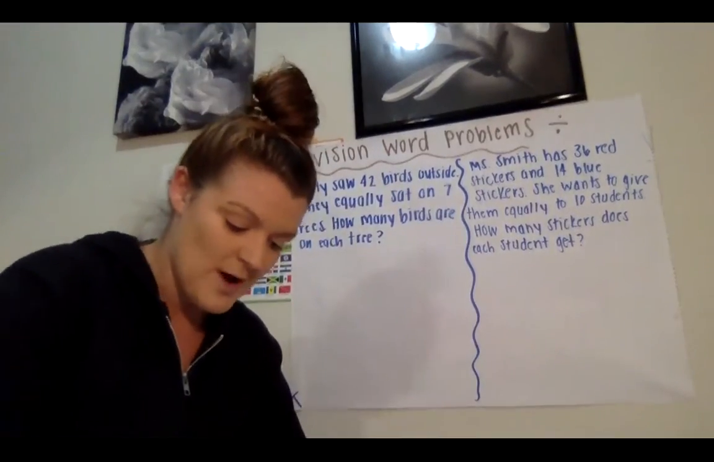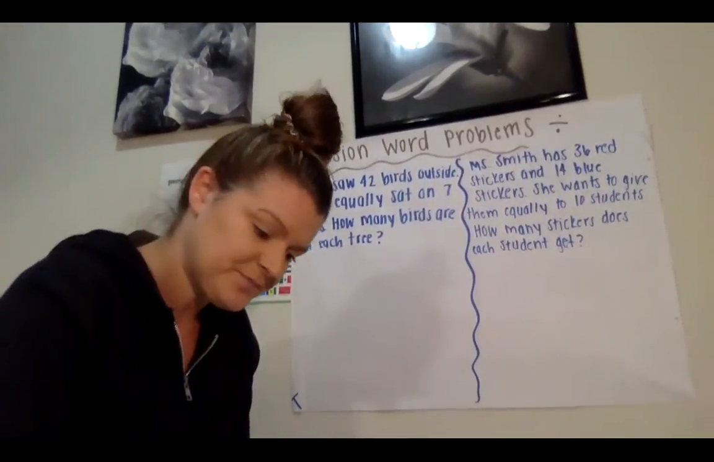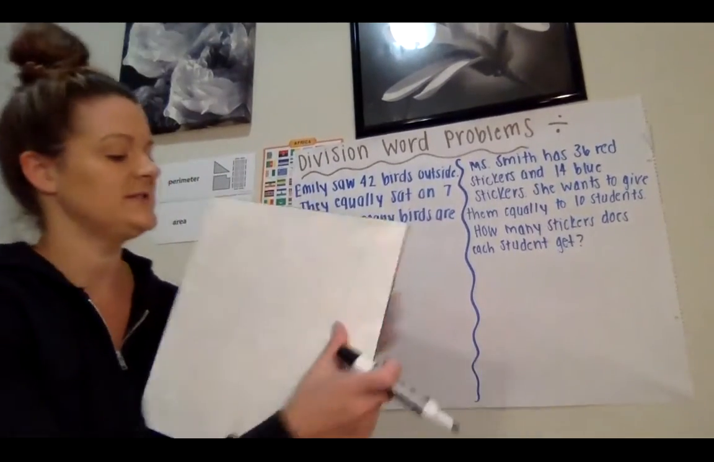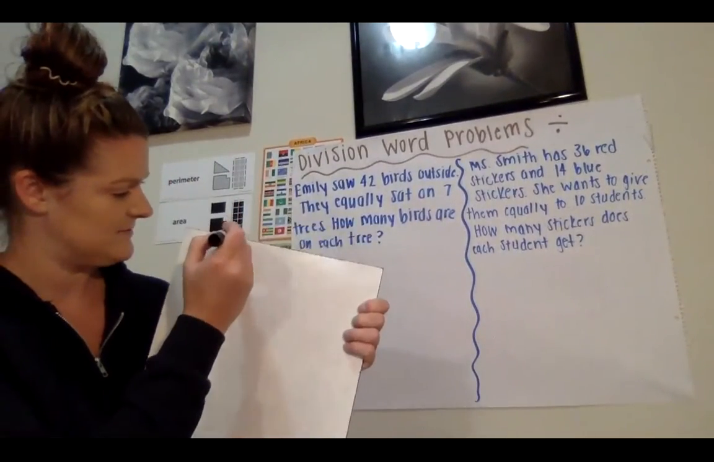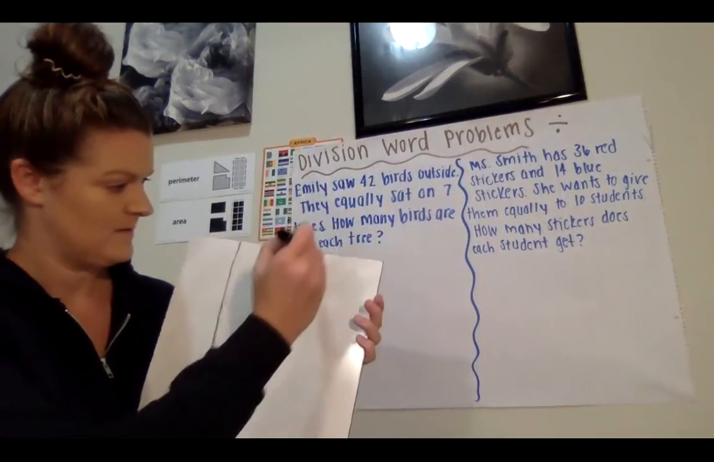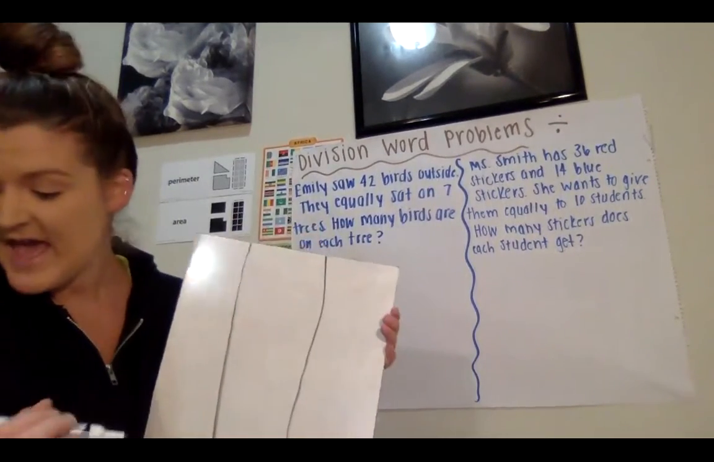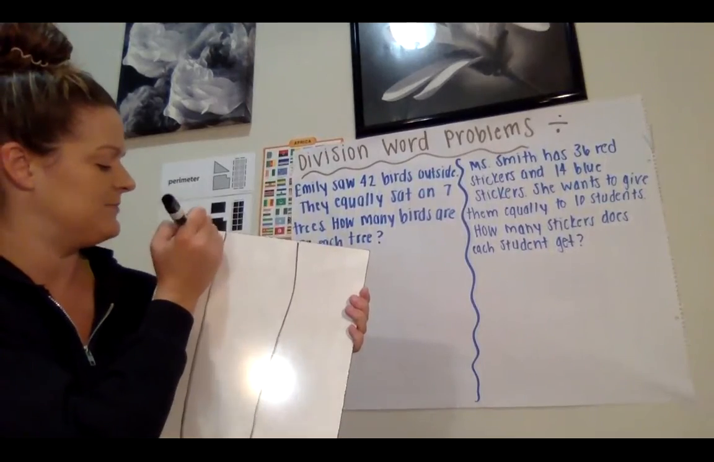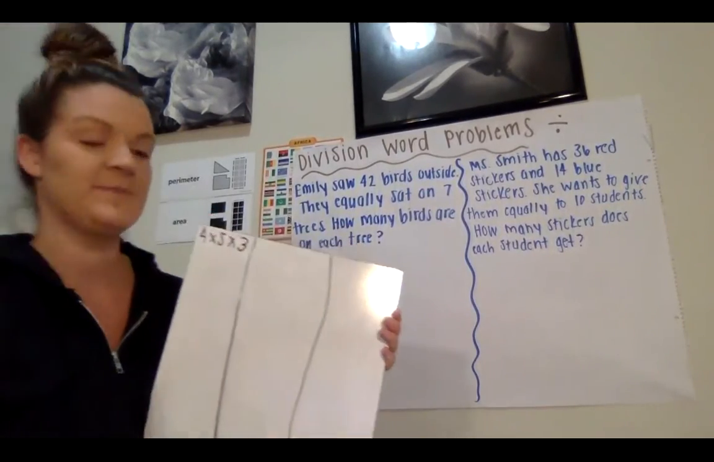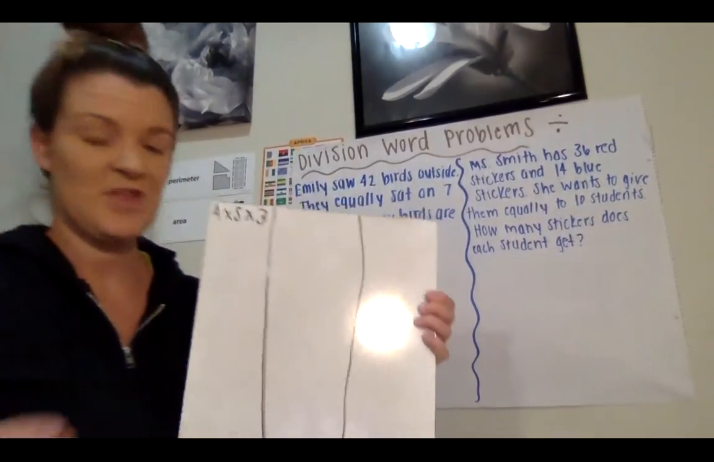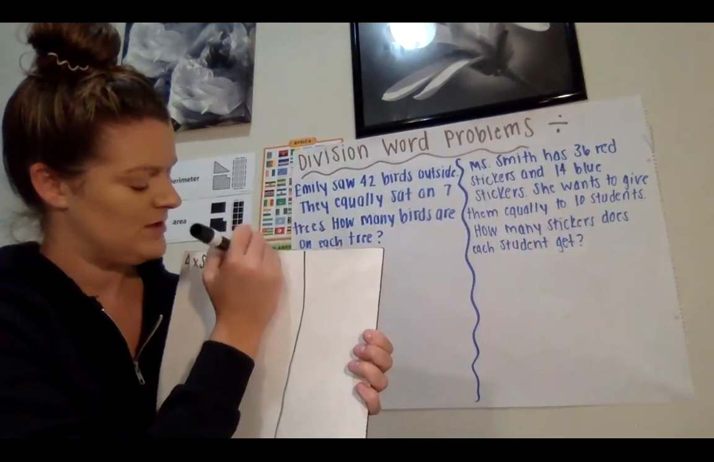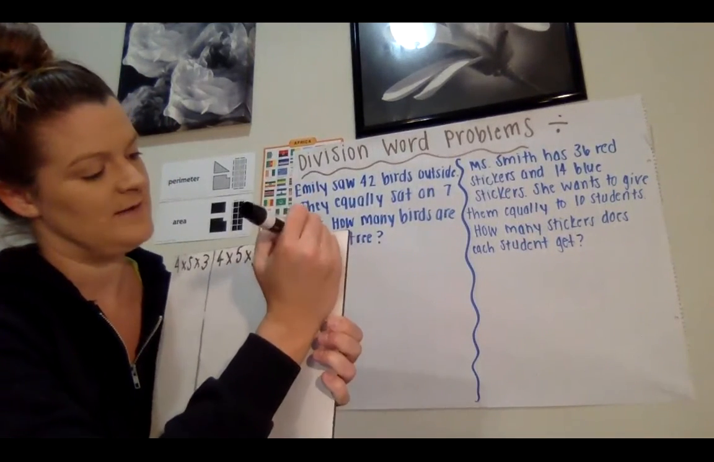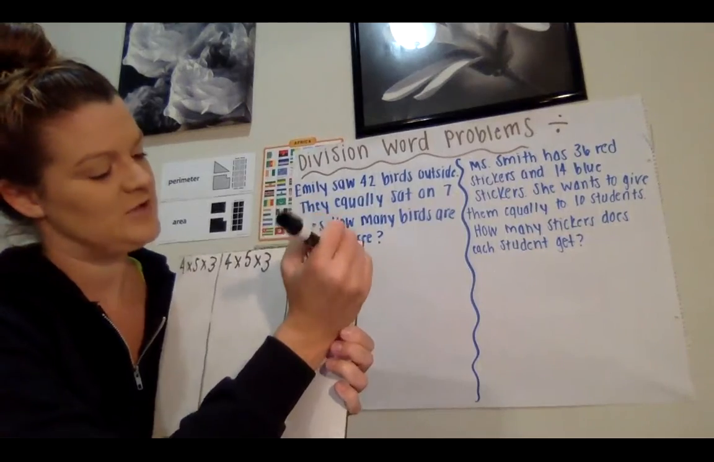So let's try one more that you guys can do. With your piece of paper, you can go ahead and divide it into 3 parts. I'm going to do it like this. My marker's starting to dry out. And my other fact is going to be 4 times 5 times 3. And I'm going to go ahead and write it 3 times.